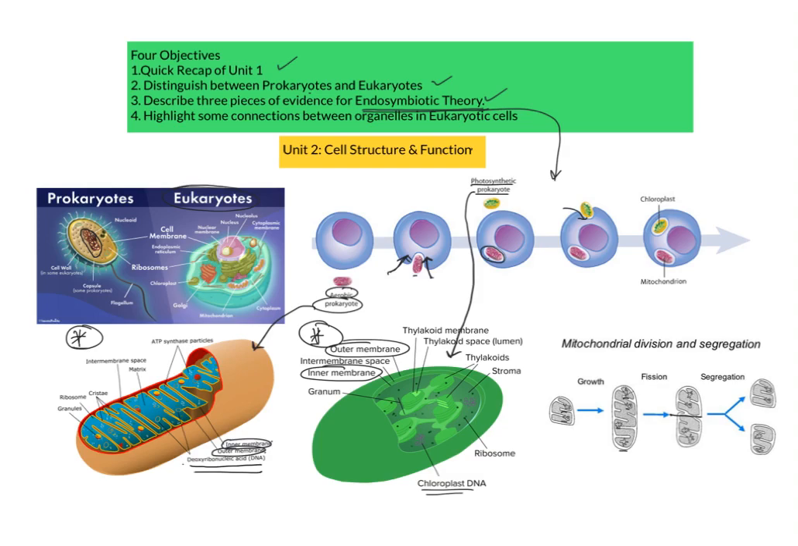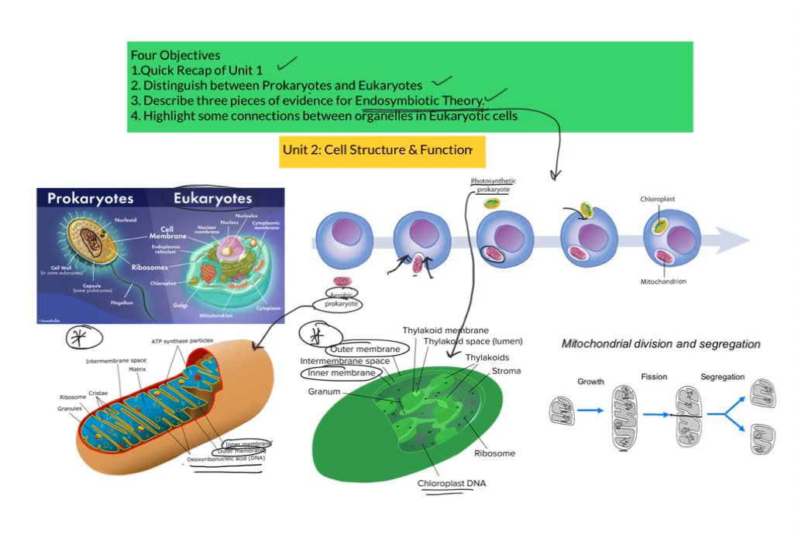So again, to summarize those three pieces of evidence, number one is that both mitochondria and chloroplasts have double membranes, an inner and an outer membrane, which suggests being engulfed at one time by a eukaryotic precursor.